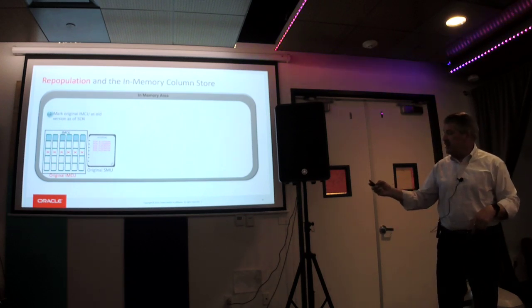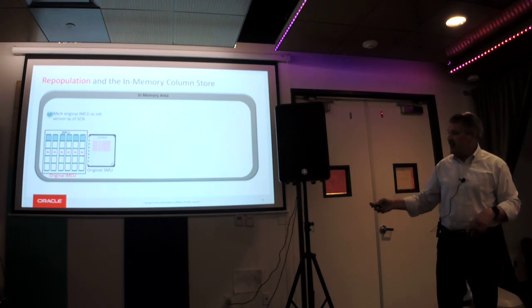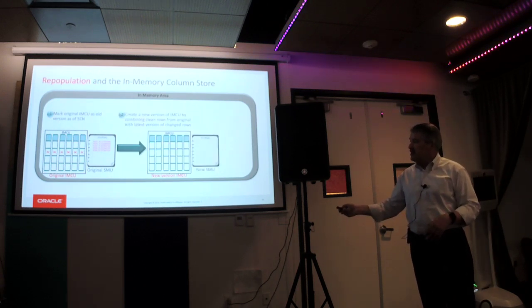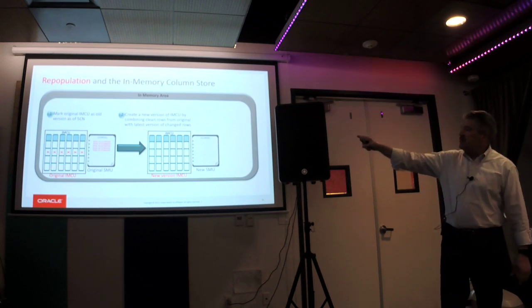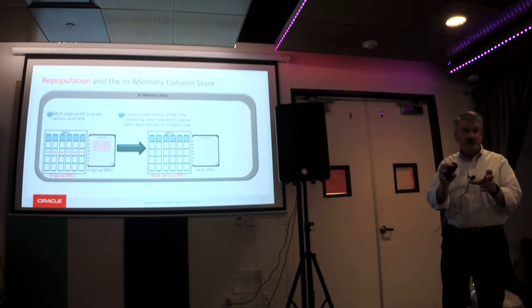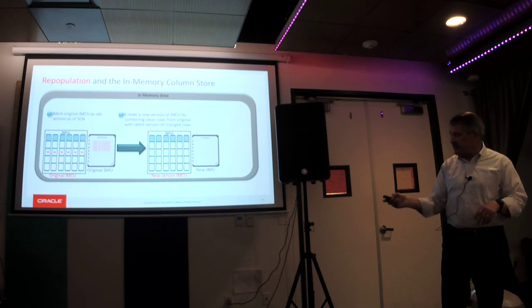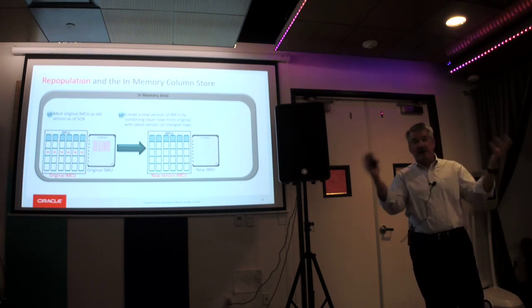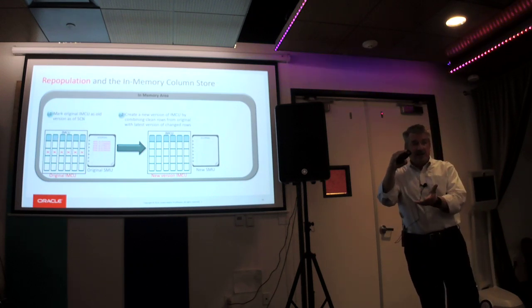So when it does change, and here I've got a bunch of row IDs that have been changed. Actually, I should put a bunch of X's there, but my IMCU isn't really big enough to do it. I think you can get the point. So we mark those values as changed, and then we'll repopulate individual IMCUs based on hitting a threshold of a certain number of changes within each of the different IMCUs. So we don't have to repopulate the whole object, just the IMCU itself.